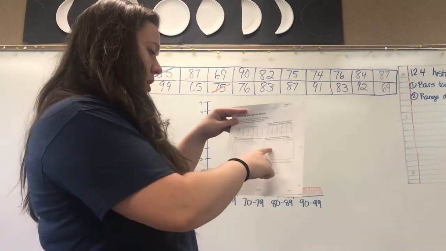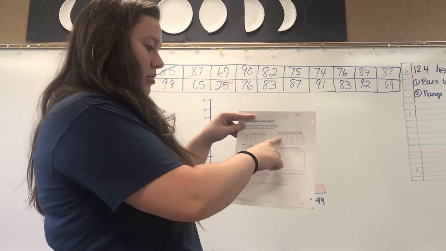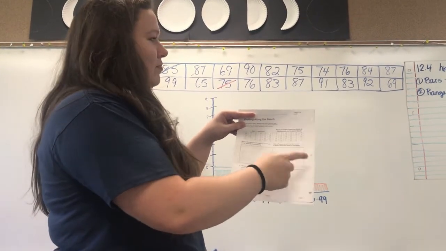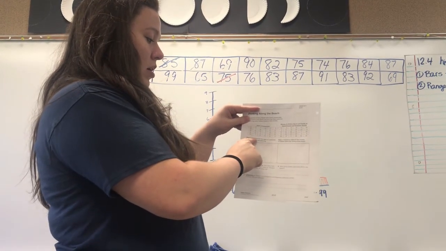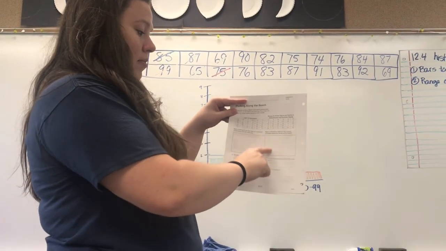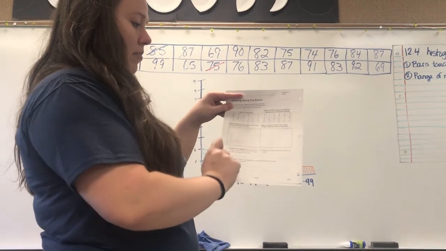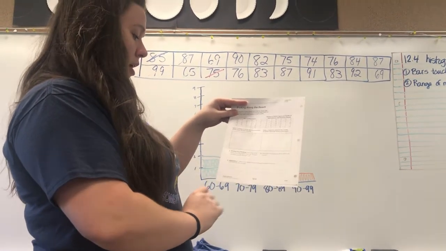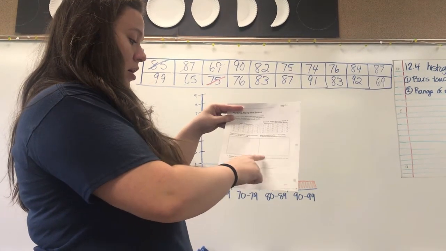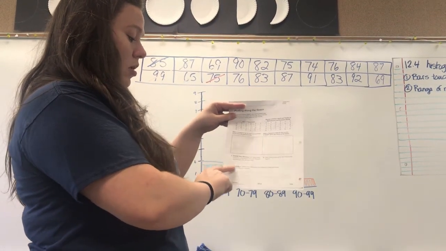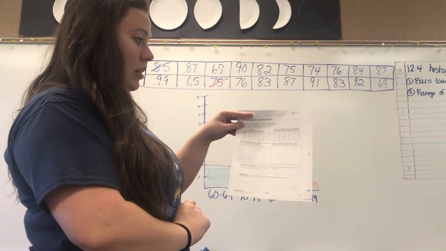Make a frequency table for the number of dollars spent. Again, you don't need to really make a frequency table. I want you to make a histogram of the number of dollars spent per family at the beach. Then you will do number 1 and you will do number 2. You do not have to do number 3 at the bottom.